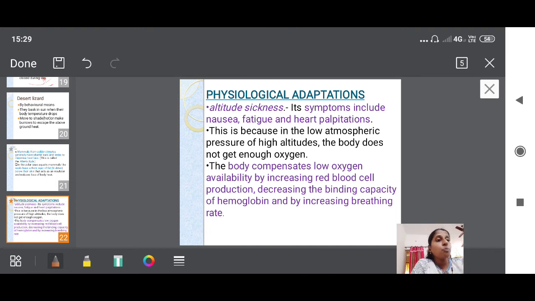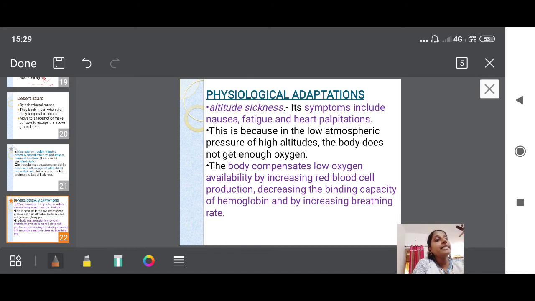In order to compensate for this condition, I have to survive there, right? Somehow I have to live there, I should not die. So my body adapts. How does it adapt? The low oxygen content has to be adapted to. How to adapt to it? Number one, by increasing the red blood cells. The red blood cells divide very fast, and you can find the red blood cell count increases. Okay, that is number one.